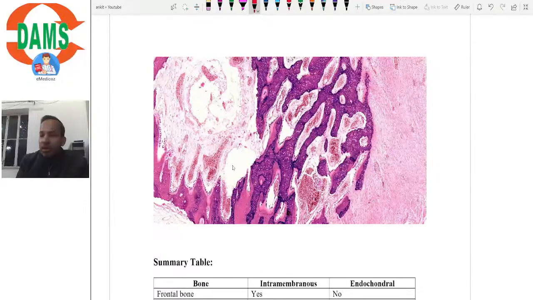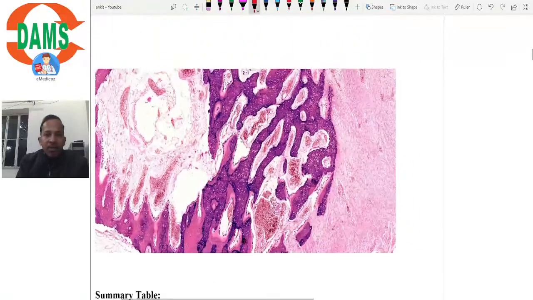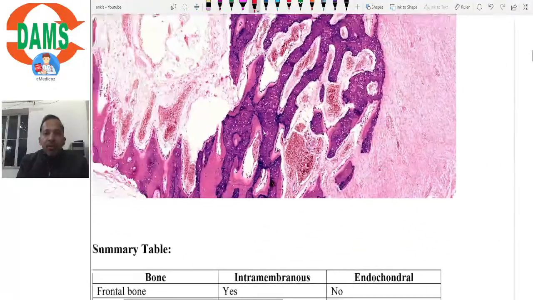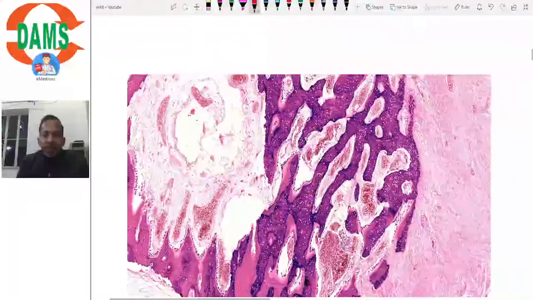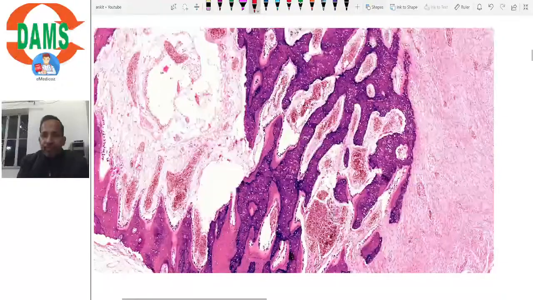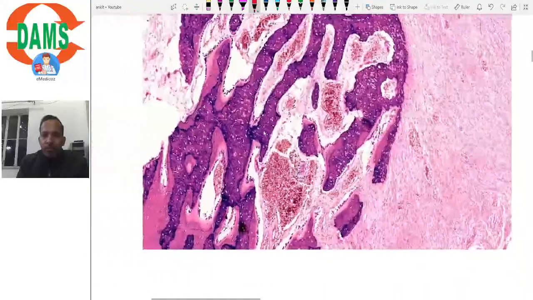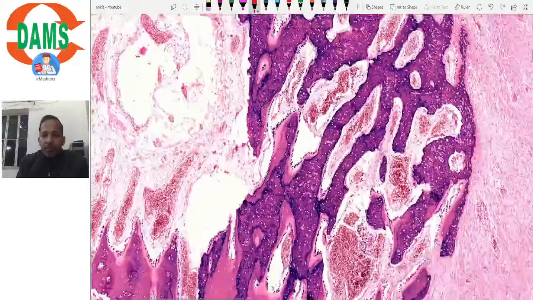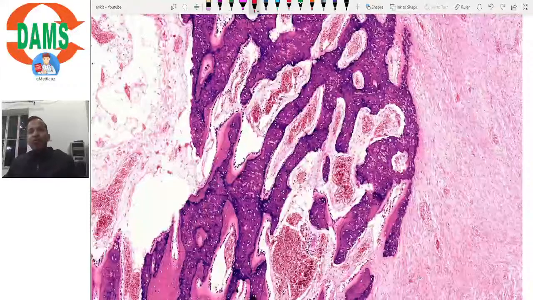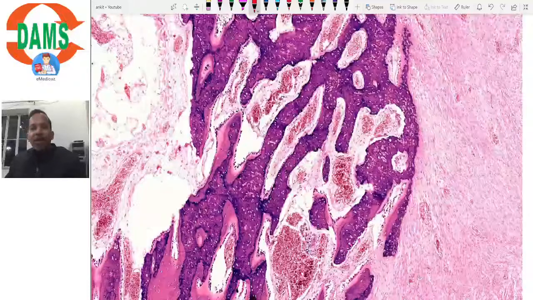So next I have again got a histological diagram of bone. So can you guys identify what type of bone it is? Is it intramembranous or is it endochondral? Can you identify this tissue? Is it intramembranous bone or is it endochondral? Which type of bone are you looking at on your screen?